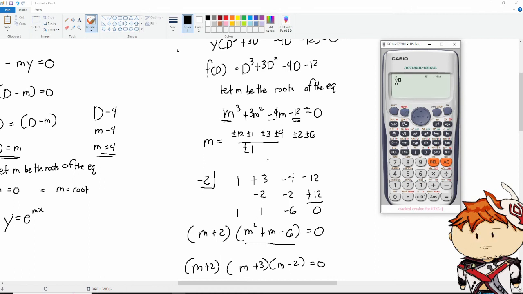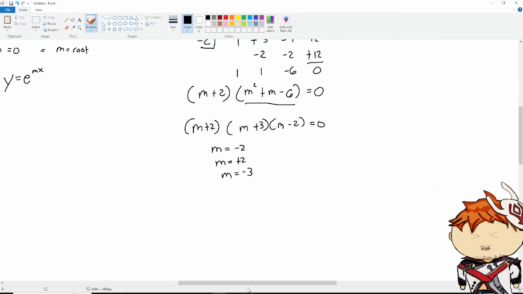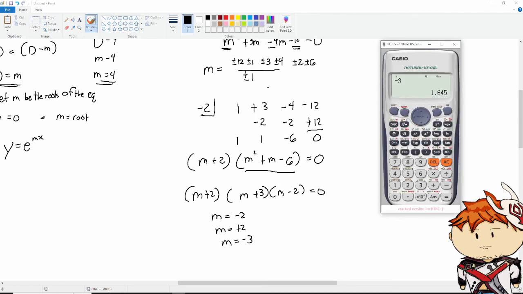Right? Let's say x cube plus 3x squared minus 4x minus 12 is equal to 0. So, instead of m, I use x and I use shift solve. Let's say negative 3, because one of the roots is negative 3, right? Then shift solve. Okay, it will be a lot harder to solve, but if we press enough, the answer will become x is equal to negative 3. And if we press shift solve again, that is negative 3 again.